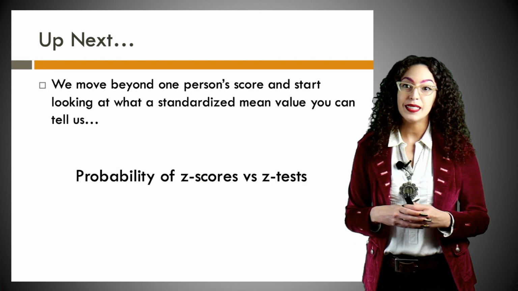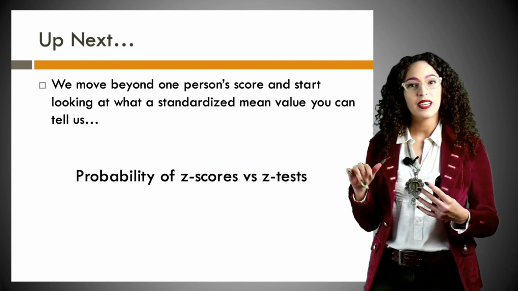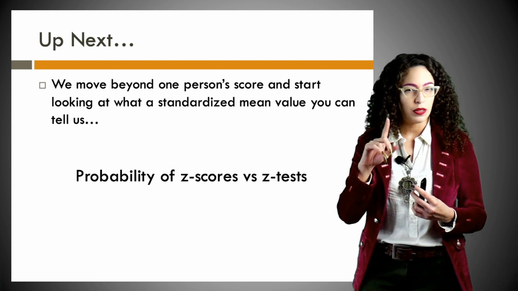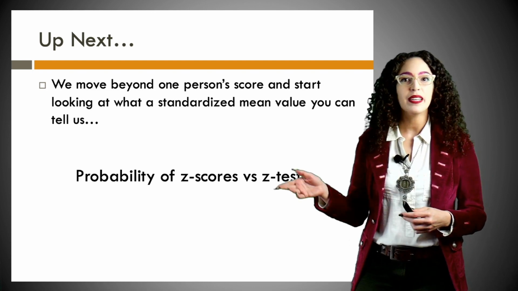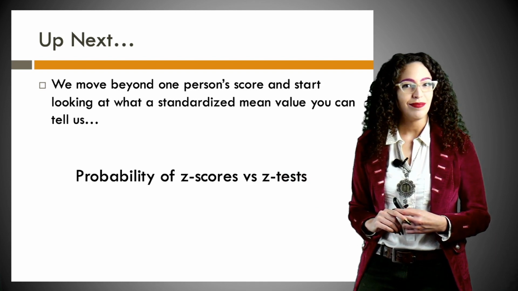So up next, we move beyond one person's score and we start looking at standardized mean values and what those can tell us in probability of z-scores and z-tests. And I'll see you there.